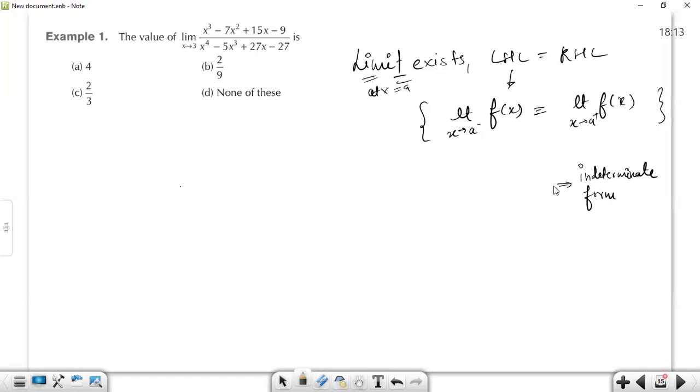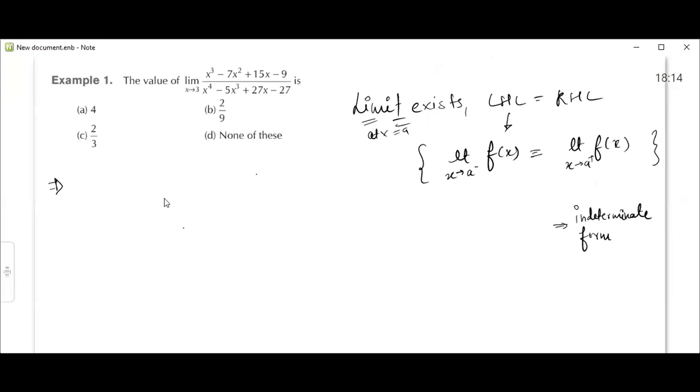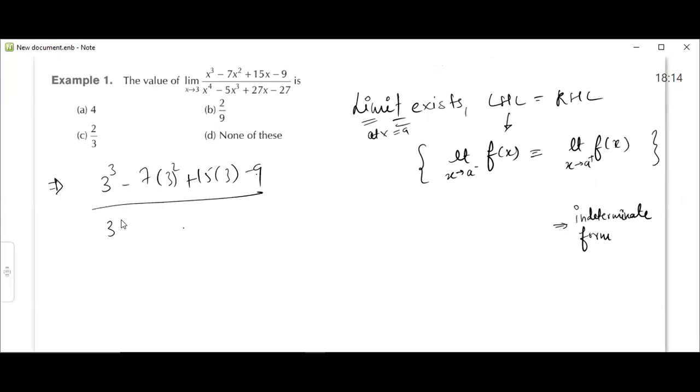So if we substitute its value here, if we put x equals 3, what will happen? I'm not able to look at the question. Okay. So if we substitute x equals 3, we get 3 raised to the power 4, minus 3 square plus 15 into 3 minus 9, divided by 3 raised to power 4 plus 27 into 3 minus 27. Please mute yourself.